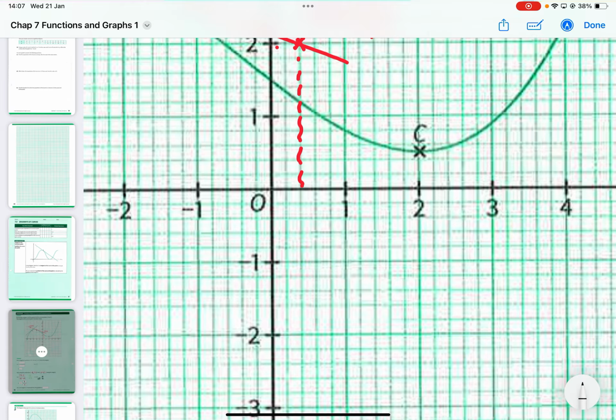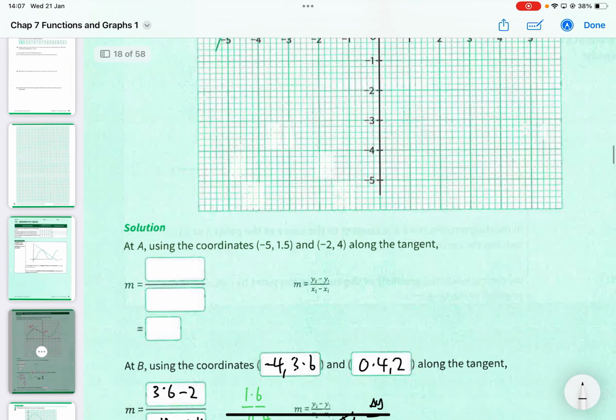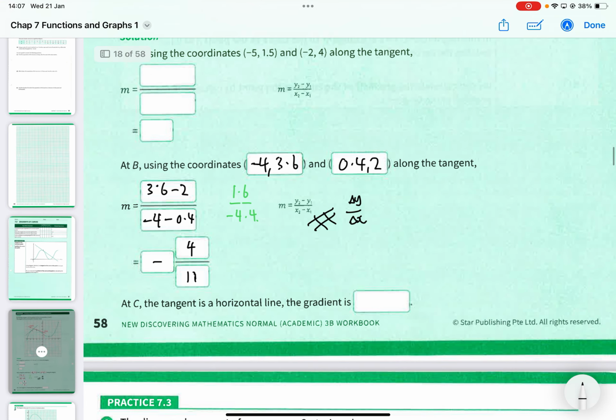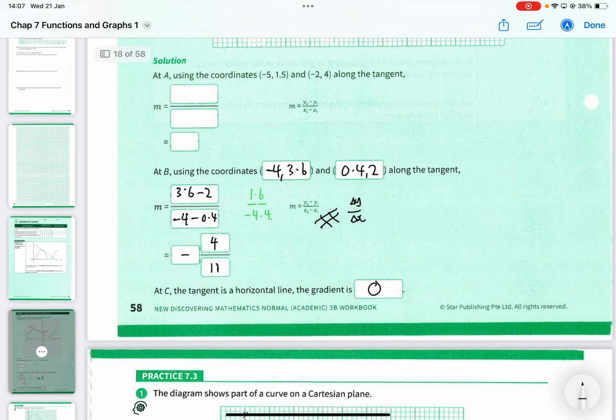Then the horizontal line has a gradient of 0. Why 0? Because gradient is a measurement of how steep a slope is.